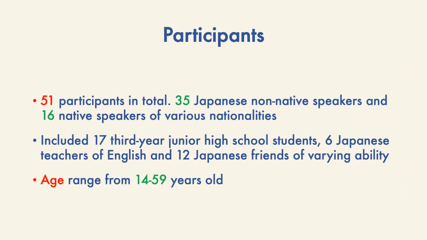So this task had 51 participants. There were 35 Japanese non-native speakers and 16 native speakers. There was a mix of junior high school students at one of my schools, Japanese English teachers, and friends of varying abilities. And so the age range was from 14 to 59 years.